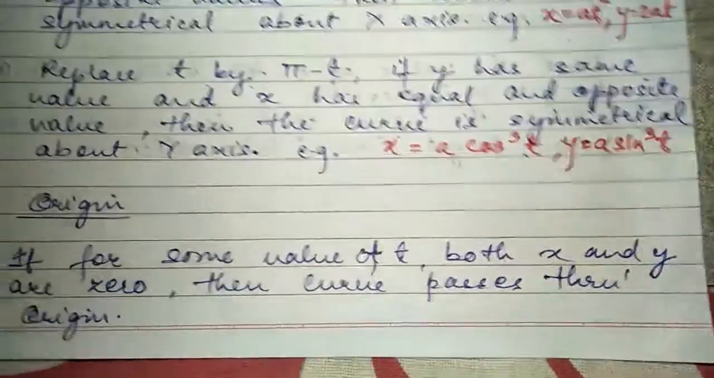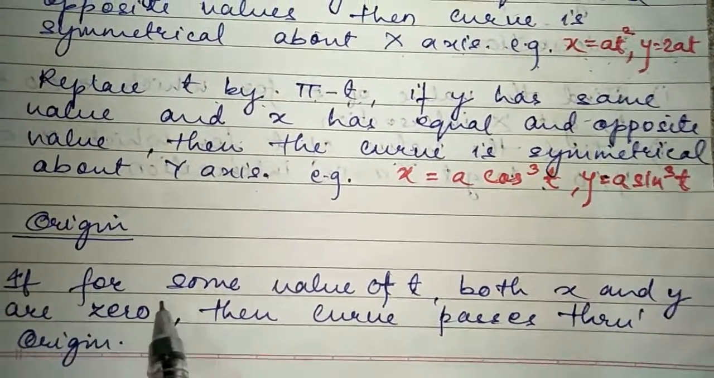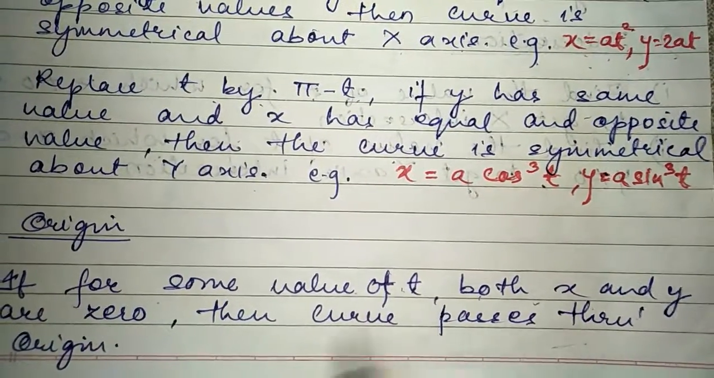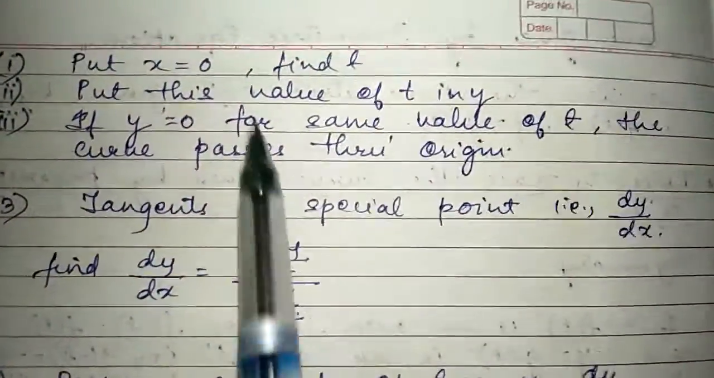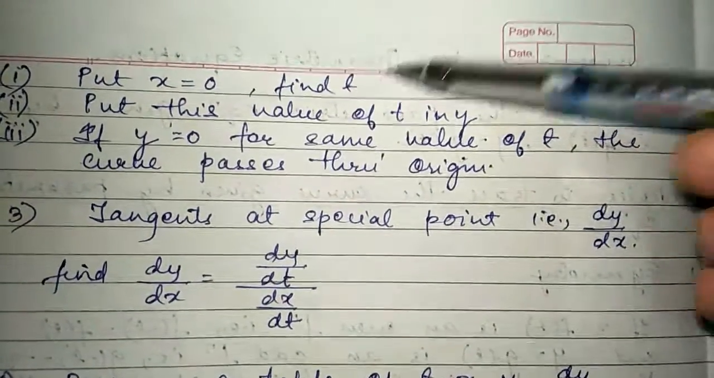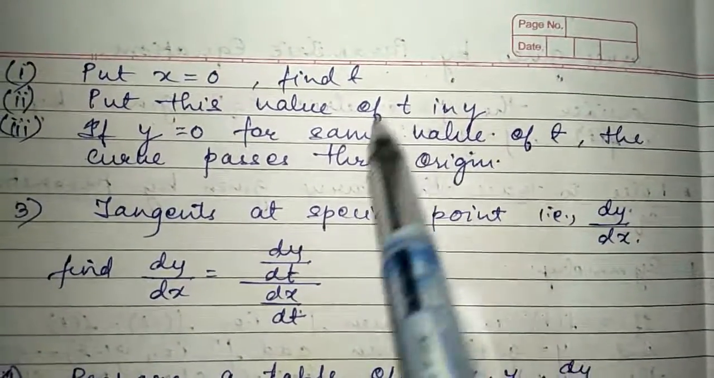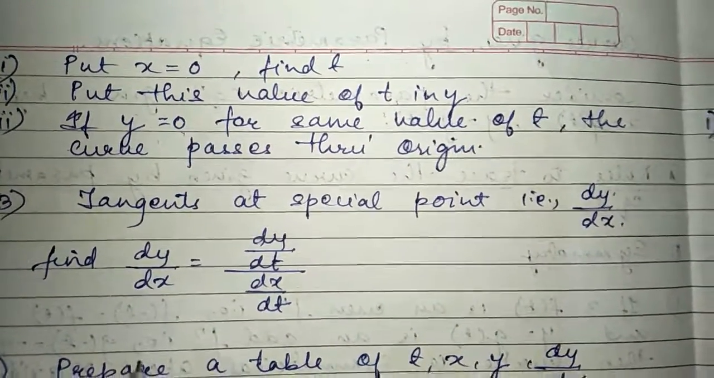Then next comes whether the curve passes through the origin or not. How to find it? If for some value of t, both x and y are 0, then the curve passes through the origin. That is, put x is equal to 0 in the equation of the curve and find the value of t. Then substitute this value of t in y. With this value of t, if we get y is equal to 0, then we can say that the curve passes through the origin.